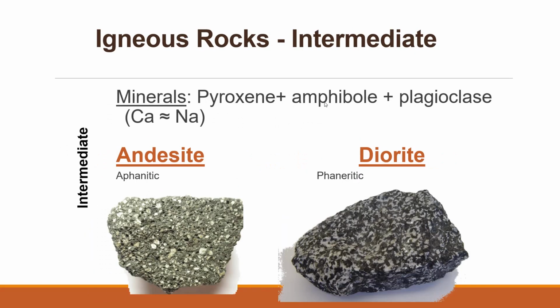Intermediate rocks are where we're getting more things like pyroxenes and amphiboles and plagioclase. If it's aphanitic, it's called andesite, named after the Andes. If it's phaneritic, it's called diorite. So in this case, plagioclase is going to have our sodium and calcium substituting pretty much equally for each other.